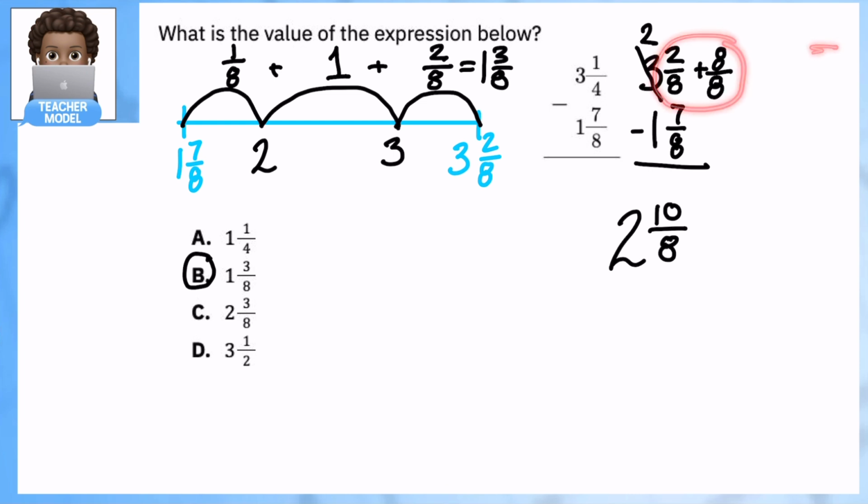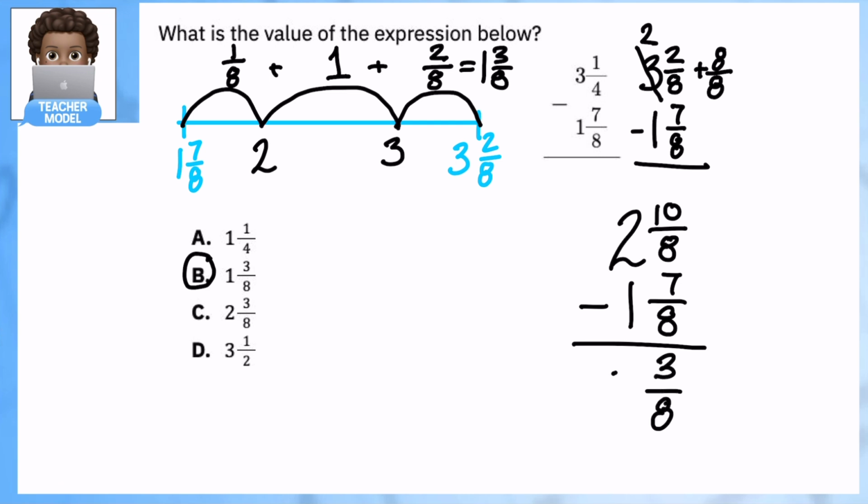I just don't want to write it here where it's small. Minus 1 and 7 eighths. And I have enough to subtract now. 10 minus 7 is 3 eighths, and 2 minus 1 is 1. 1 and 3 eighths. Easy peasy.